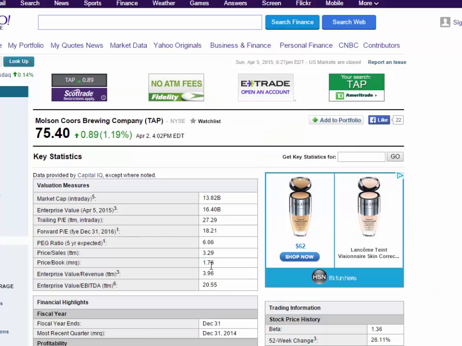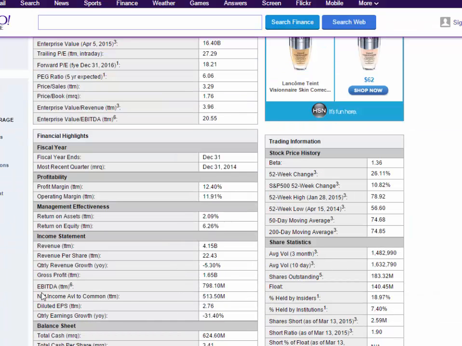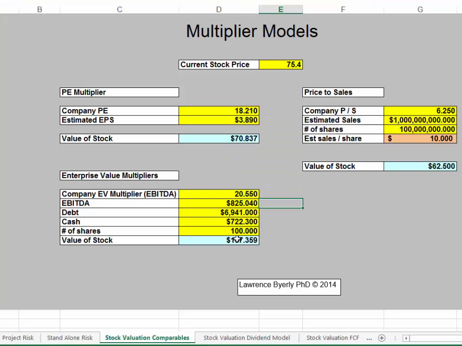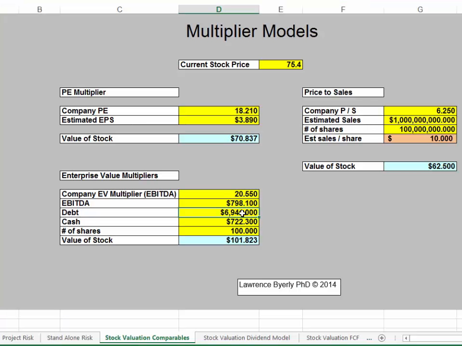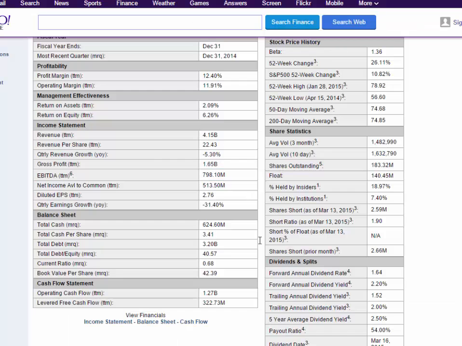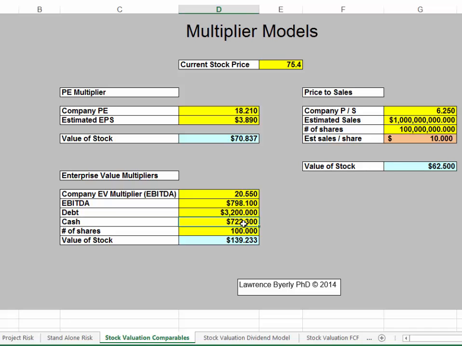What is EBITDA? Well, let's scroll down here. Here's EBITDA, 798.10. There we go. How much debt does the company have? Total debt, $320 billion. What about how much cash do they have? 624.6. How many shares does this company have?